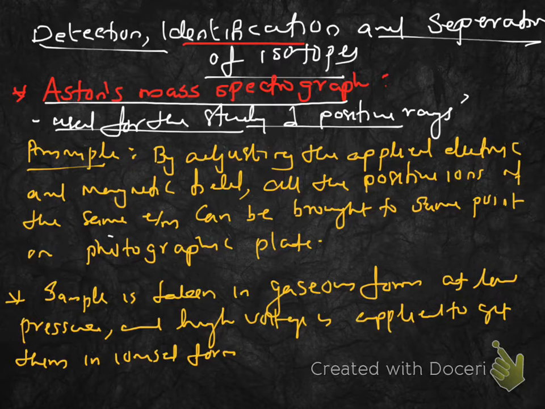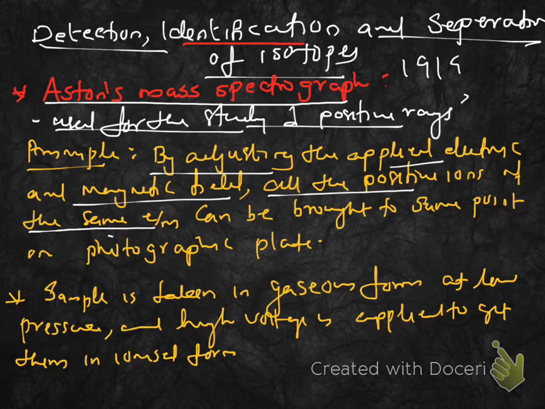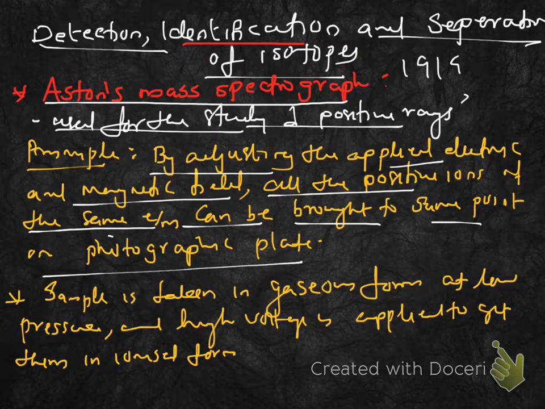What is the principle behind the instrument, which has been designed by Aston in 1919? By adjusting the applied electric and magnetic field, all the positive ions of same E by M can be brought to same point on a photographic plate. That is the principle, which we can see in detail when we are coming to the experimentation part.